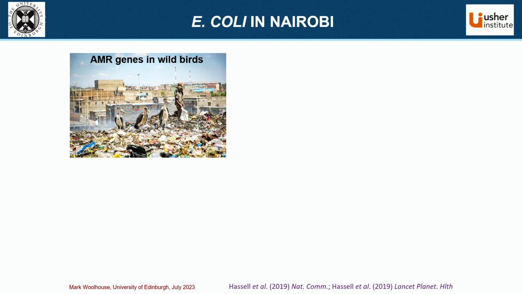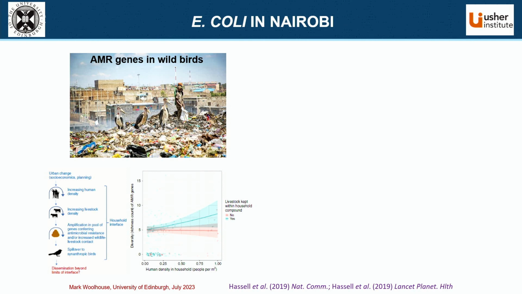We then went on, and this is work done by James Hassell at the University of Liverpool, to look at what we were finding in the wildlife, in the wild birds. That's a picture of marabou storks in a rubbish dump in Nairobi. James didn't get a lot of marabou. They're really quite hard to catch. But he did get a lot of samples from other kinds of birds, also mammals, but I'm talking about the birds here. And he developed this very simple model where the birds are really subject to spillover from human populations and indeed from livestock at the household level, and they are picking up their AMR genes that way.